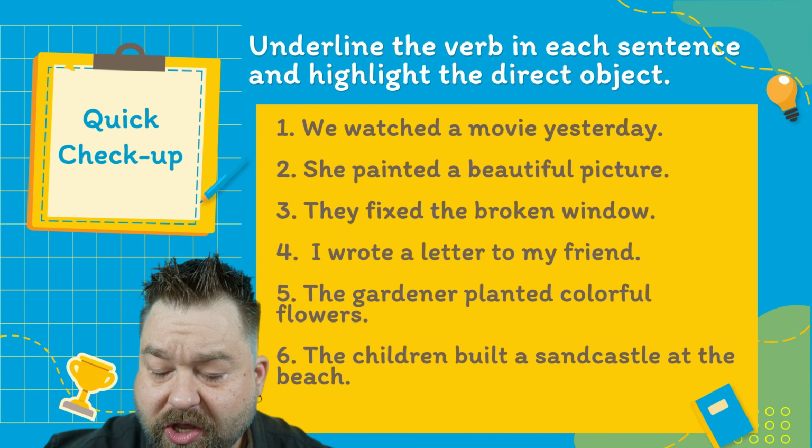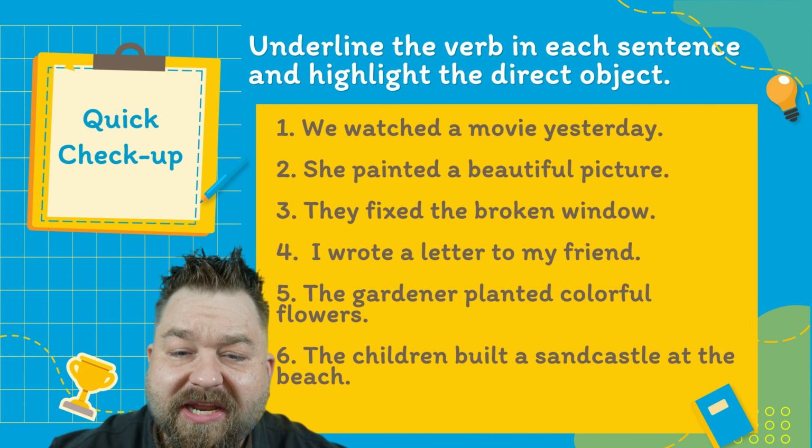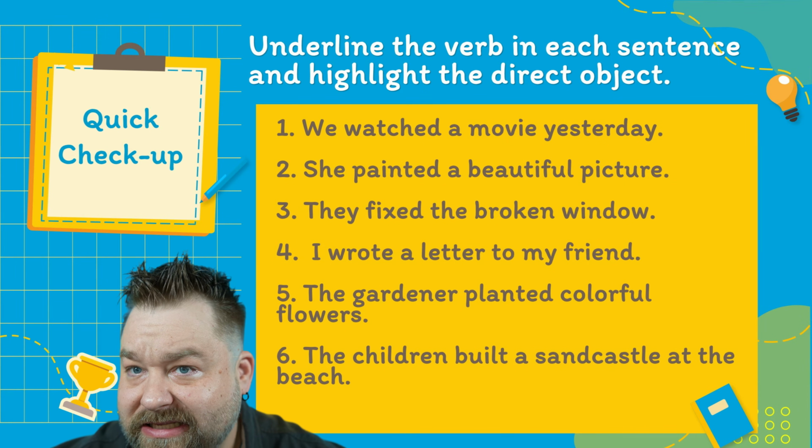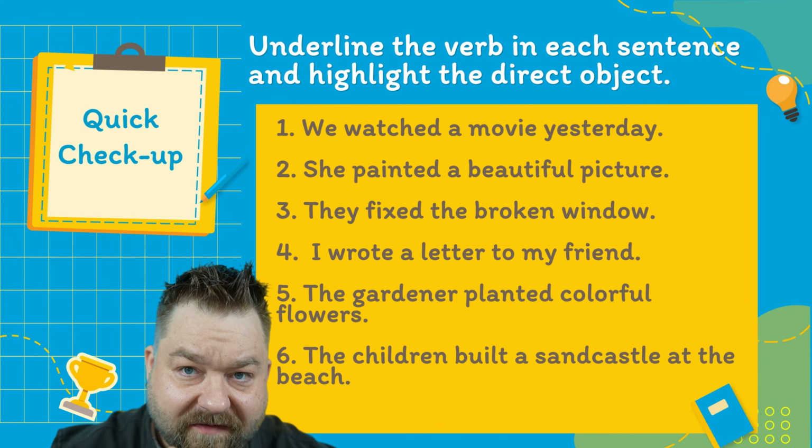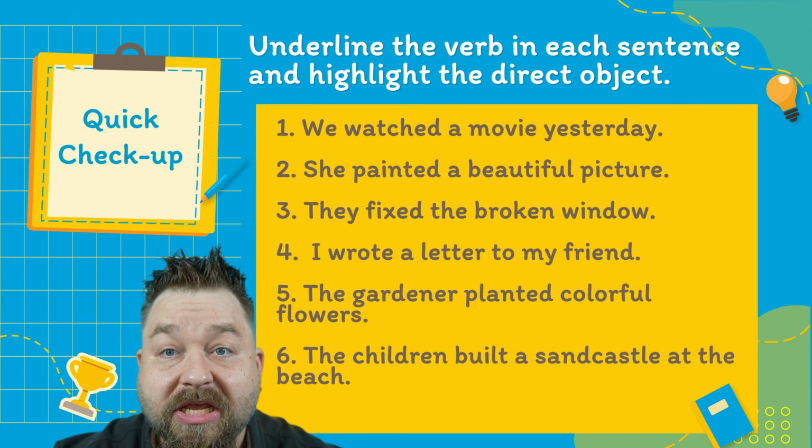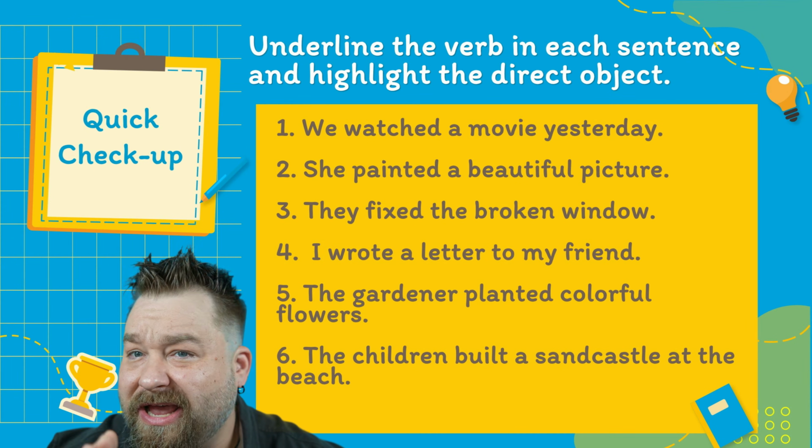So now let's do our quick checkup. Ready? Here we go. Underline the verb in each sentence and highlight that direct object. So look for that verb and look for that direct object. Go ahead and pause the video now and we'll check it in just a moment. Okay, you paused the video, so now let's see if you got them right. And I'm pretty sure you did because you're smart.